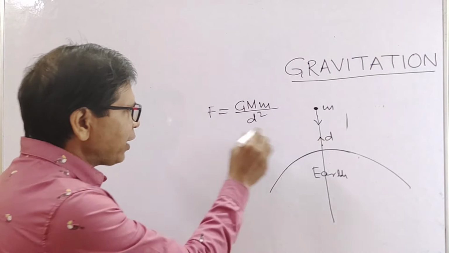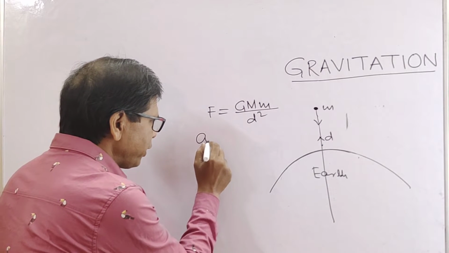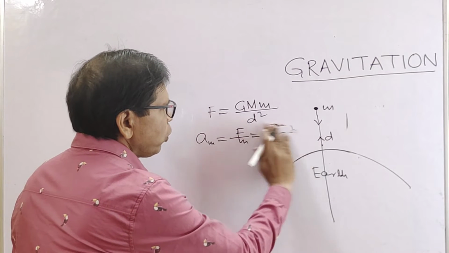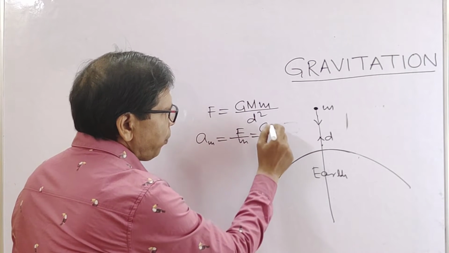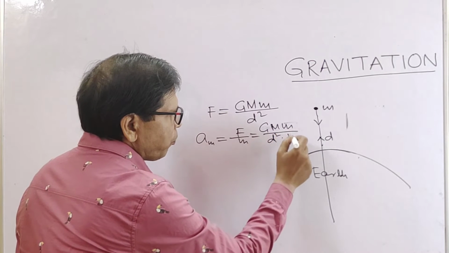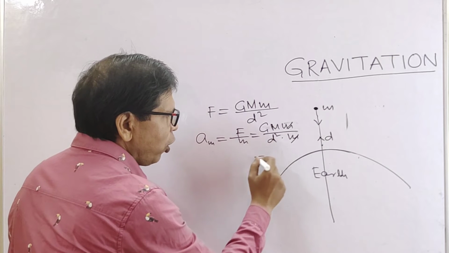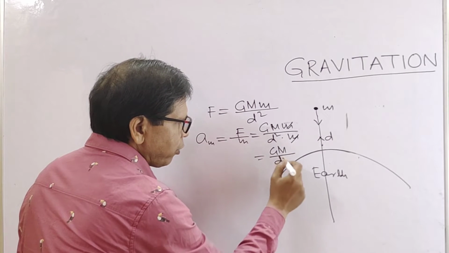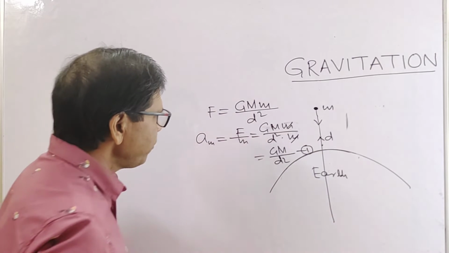The force on small m is equal to the force on capital M. Now the acceleration of small m. Look at this, a small m is F by small m. So this is G capital M small m by d square by m. Look at this and this cancel out. So this is G capital M by d square. This is equation number 1.